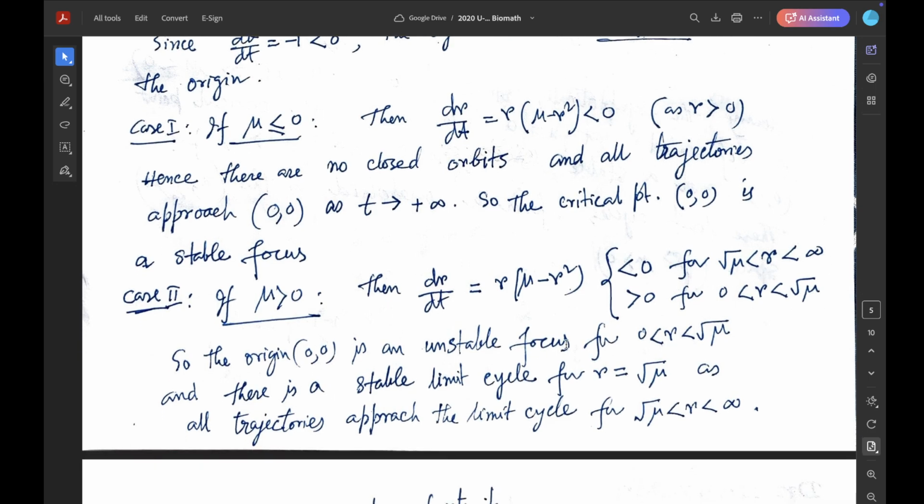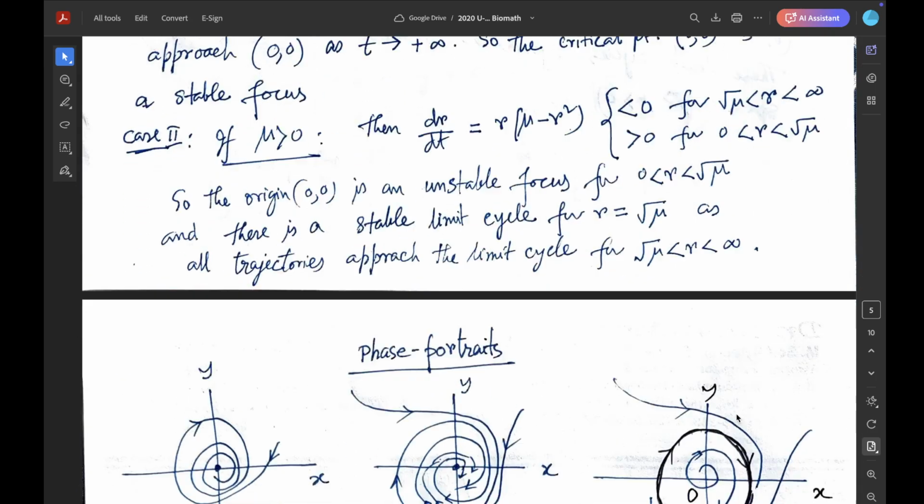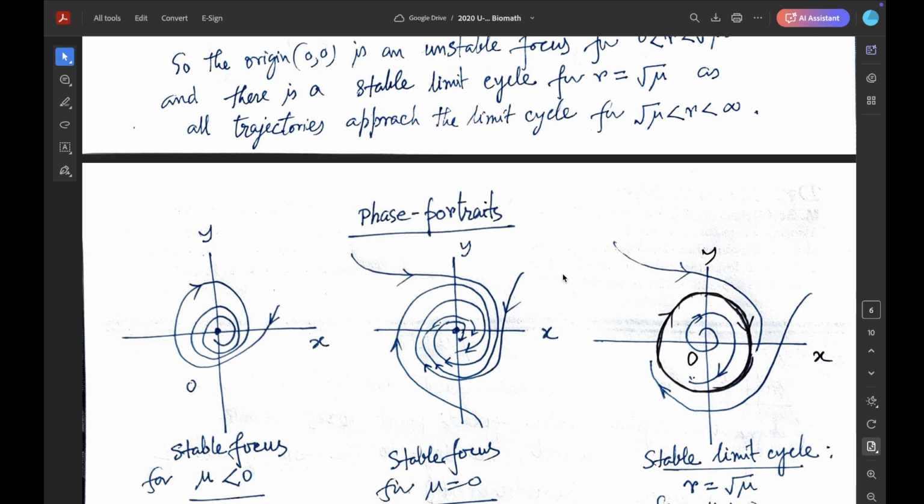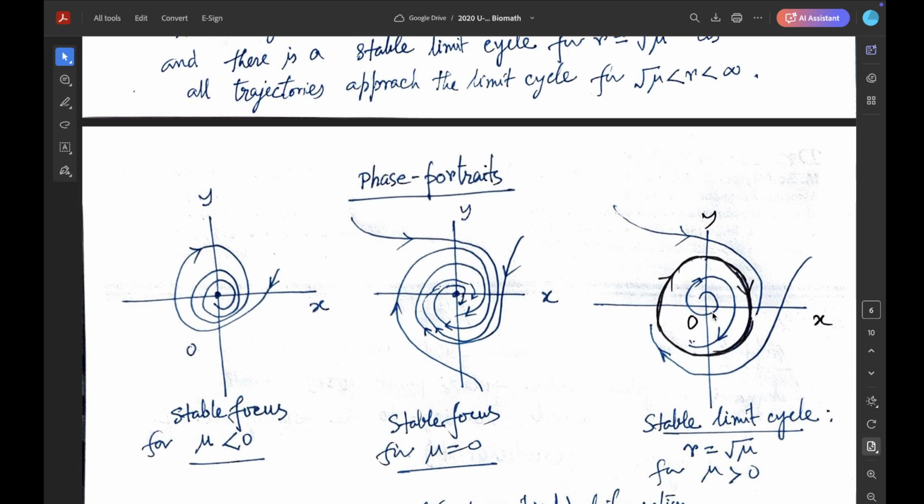So the origin (0, 0) is an unstable focus for this, and there is a stable limit cycle r equal to root mu, as all trajectories approach the limit cycle for root mu less than r less than infinity. Actually, the phase portrait of this when mu is less than 0 is in a clockwise sense towards this stable focus. For mu equal to 0, the origin is also a stable focus. And when mu is greater than 0, we get a limit cycle r equal to root mu.